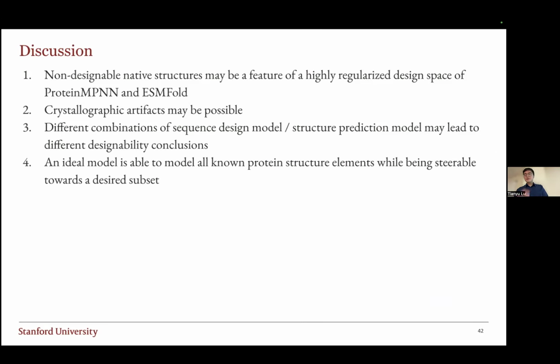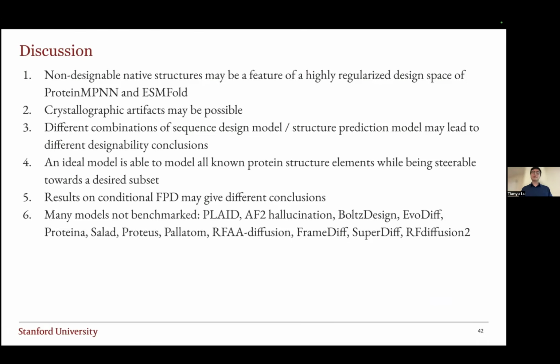And similar to the philosophy of a newer work in this field, Proteina, an ideal model might actually just be something that is steerable. Maybe it's fine that unconditional samples don't cover your full distribution broadly, as long as you're able to steer and guide, through reconstruction guidance or other RL-based fine-tuning methods, to a certain desirable subset where you can actually get functional designs. That's really all that matters. And again, these are all unconditional samples, so conditional FPD might give drastically different conclusions.